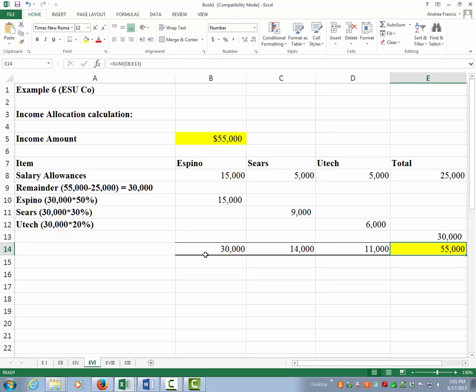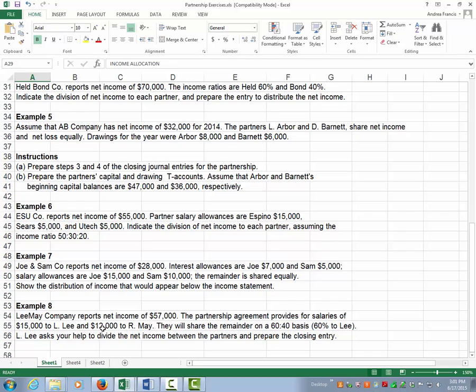For our final income allocation example, let's move on to example 8. This is Lee May Company. So it says here that Lee May Company reports net income of 57,000. The partnership agreement provides for salaries of 15,000 to Lee and 12,000 to May. They will share the remainder on a 60-40 basis, 60% to Lee. Ali asks your help to divide the net income between the partners and prepare the closing entry.